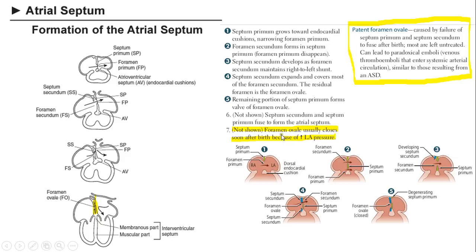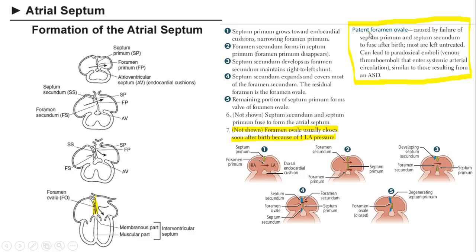It also explains here that the foramen ovale usually closes soon after birth because of increased left atrial pressure. So with left atrial pressure, this little thing is a valve. This pressure gets really high, it's going to push on this and close it. If the pressure was higher over here than over here, then it would stay open. Because it's higher over here, it pushes against it.